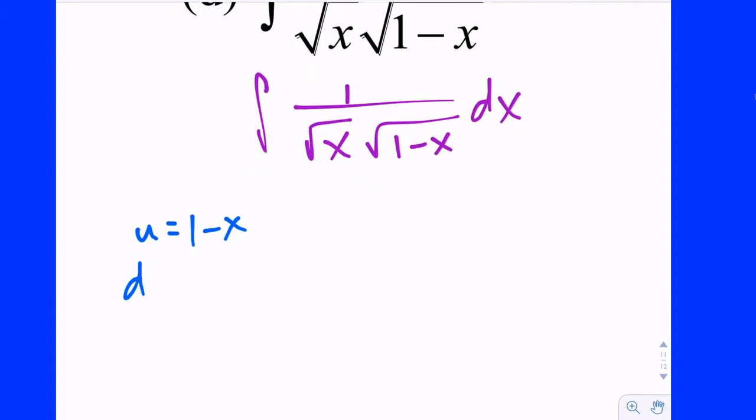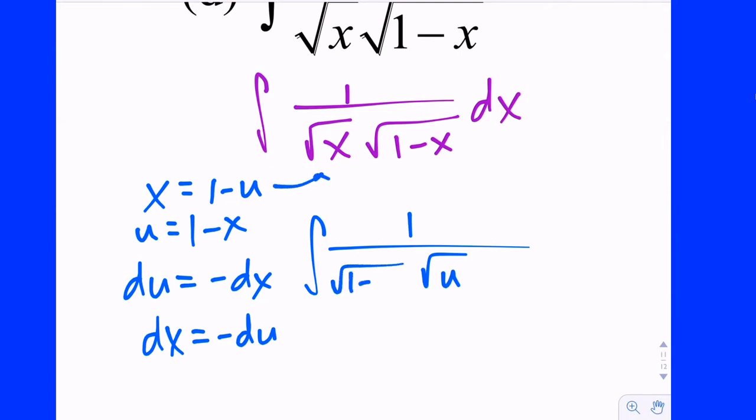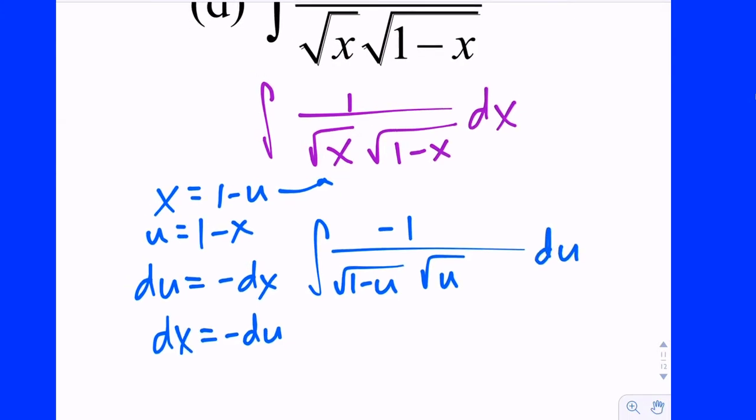If u is 1 minus x, then du is negative dx, and dx is negative du. So I would get 1 over, that would become the integral of the square root of, that would become u. And now I would need to solve that for x, so x would become 1 minus u. So then I can plug that in there, and I get the square root of 1 minus u. And then dx becomes negative du. That looks like the opposite of what we started with, literally, right? Which means we're no better off.